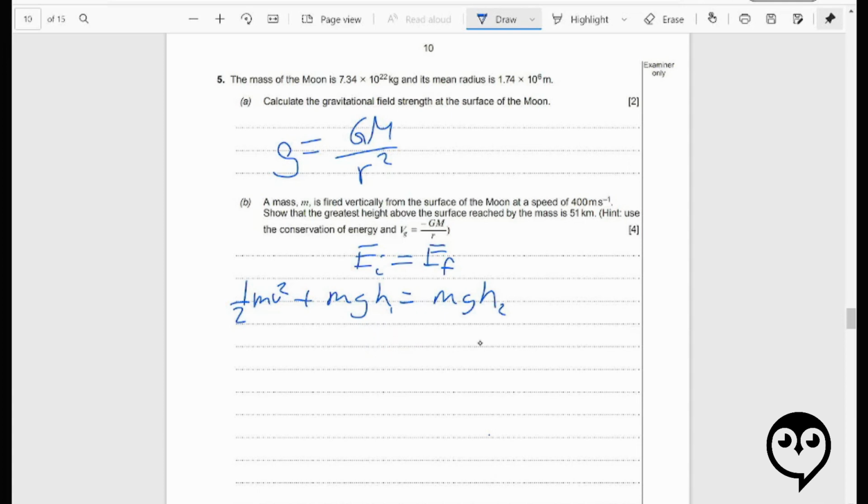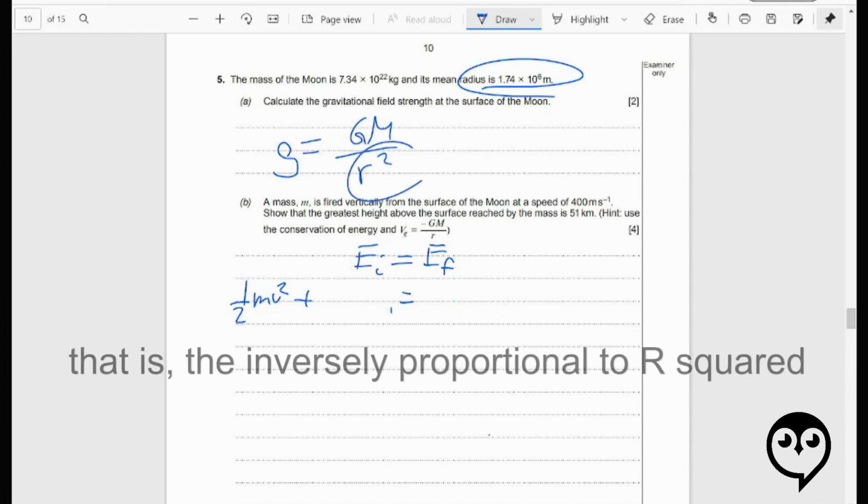A couple of things going on here. We are not at 0 for the reference point here. What we will be doing is starting at the radius as being that height. But we're not going to use height. We're not going to use mgh, because this is a little more complicated. We know that g is not constant. We know that it's inversely proportional to r.